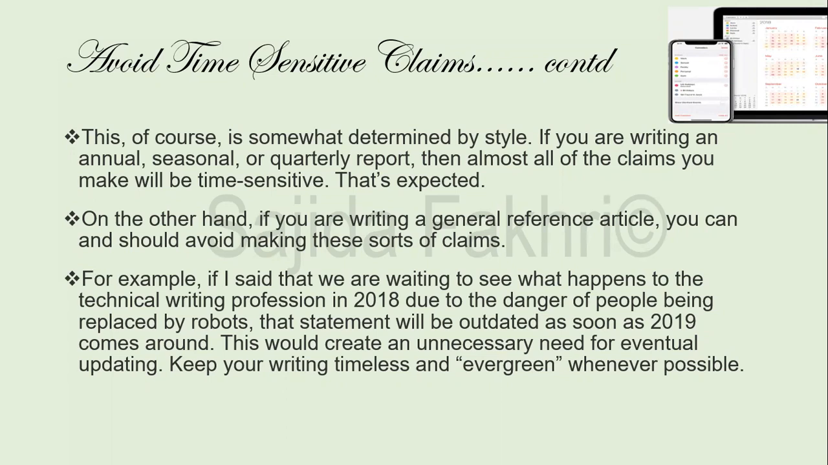For example, here is an example of how this works. If I said that we're waiting to see what happens to the technical writing profession in 2018 due to the danger of people being replaced by robots, that statement will be outdated as soon as 2019 comes around. Or if we speak now, speaking of 2021, if I'm writing about the claim now, when 2022 comes around, it's not going to work. So I have to think about that. This would create an unnecessary need for eventual updating. Keep your writing timeless and evergreen whenever possible. Again, it's not always possible, like I said, but try to keep it as much as you can unrelated to the time so that it saves you some extra work.